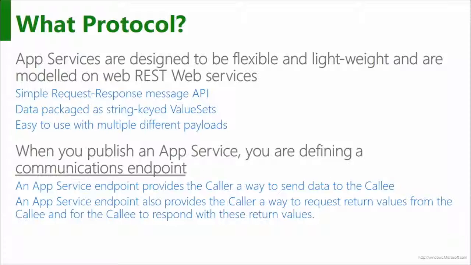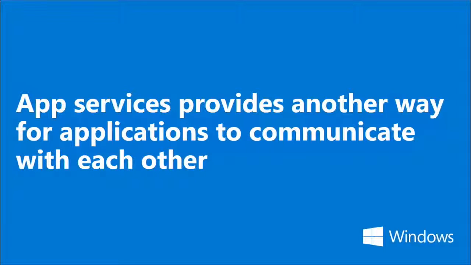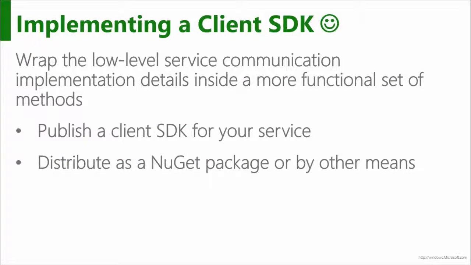So that's the deal. When you publish, you're defining a communications endpoint, if you like. You're just defining a way for a caller to send data, and for the other one to send values back. So you need to publish that protocol, if you like. If you want people to make use of your service, you're publishing it out there for public use, so you need to communicate that.